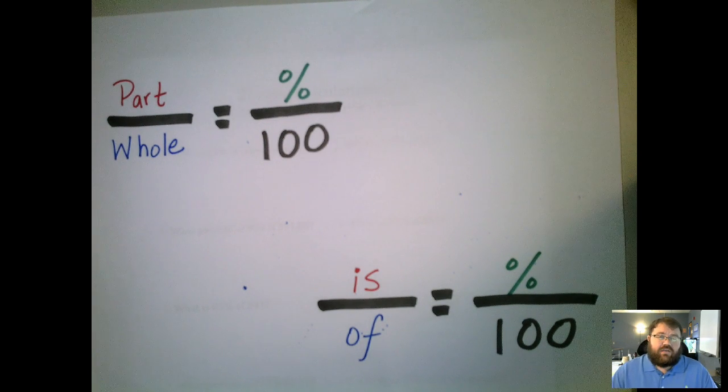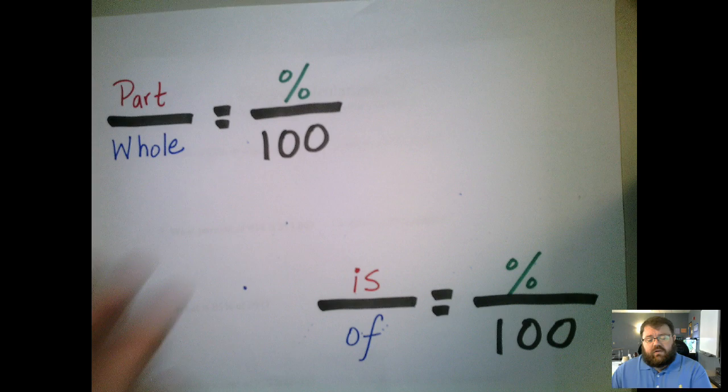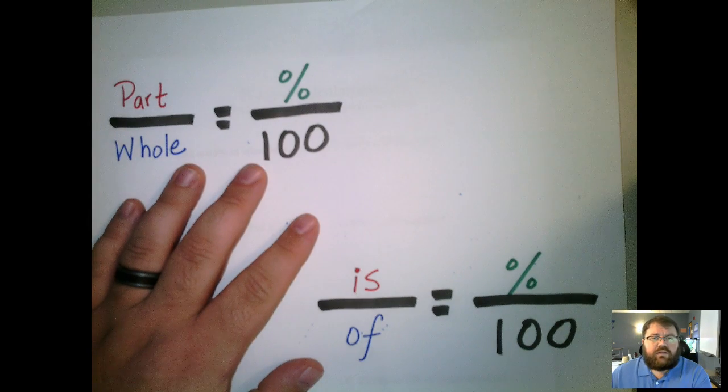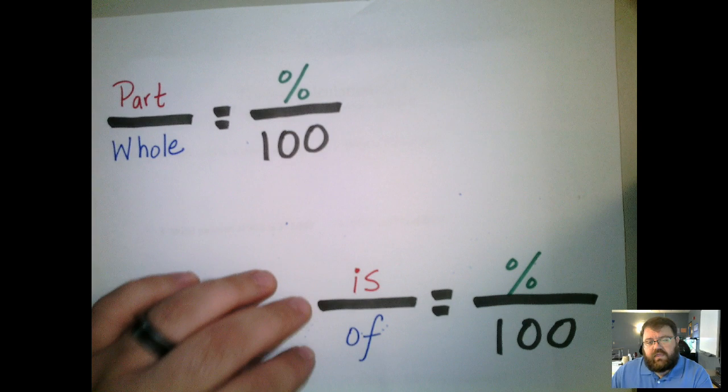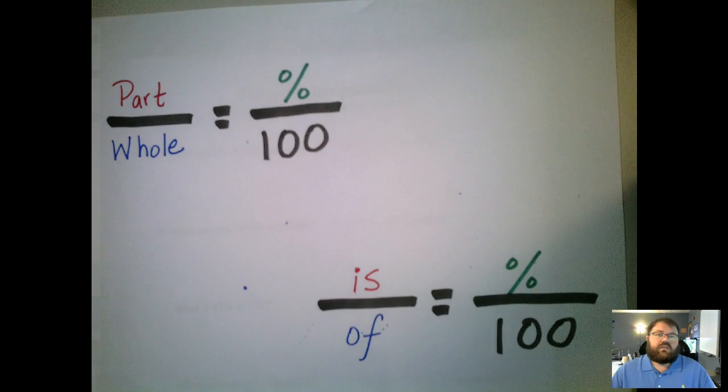Last week, I asked you to write these two formulas down. If you wanted to use pencil and paper, that's fine. If you put it in a Google Doc, that's fine. Last week we spent the majority of our time focusing on word problems and looking at part over whole equals percent over 100. This week we're going to focus on the percent formula, or is over of equals percent over 100. There are a couple of different ways to solve these problems.